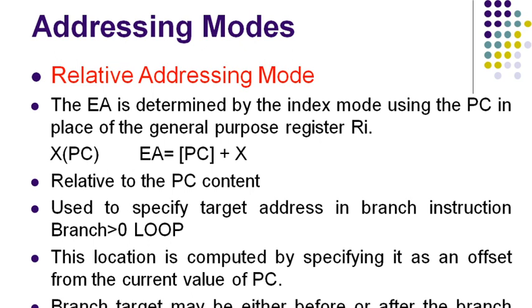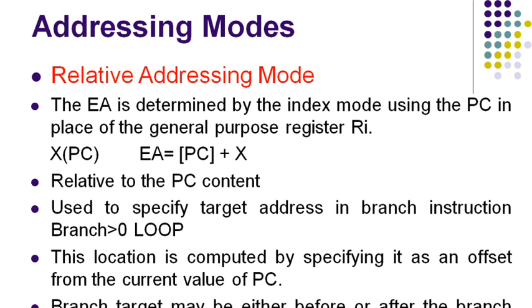If it is before the branch instruction, I have to deduct some displacement from the current instruction. If it is after the branch instruction, I have to add some displacement. So the offset can be a signed number. If I am subtracting, I have to give a negative integer. If I am adding, I have to give a positive integer.